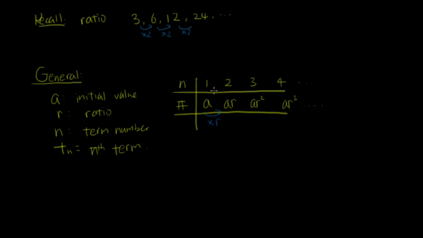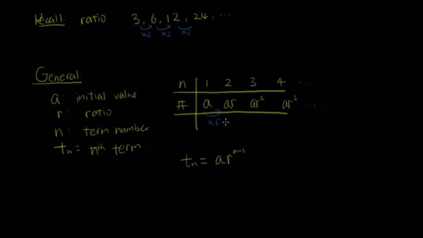So we can observe a pattern here. We can have Tn equals a, the initial value, times r, the ratio, to the n minus 1. So when we plug in 1 over here, we get 1 minus 1 equals 0. So we have a times r to the 0, which equals a.